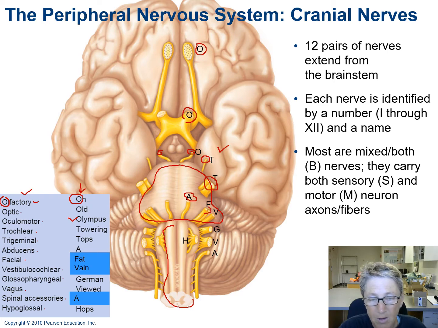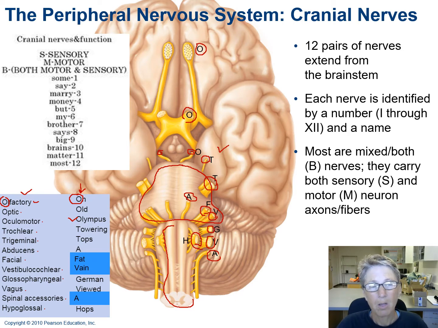This one is cut, it's the facial nerve. And then the vestibulocochlear, here the glossopharyngeal. This big one is the vagus. Then you come to the accessory nerve here. And this one, medial, is the hypoglossal nerve.